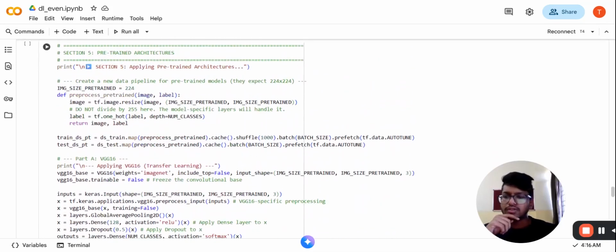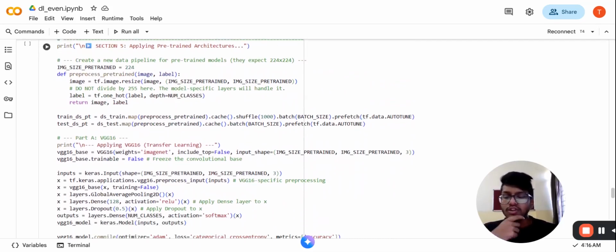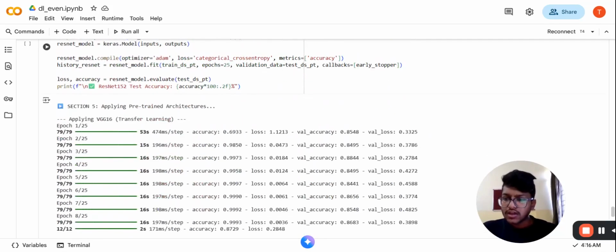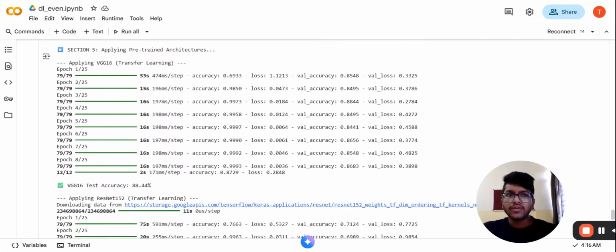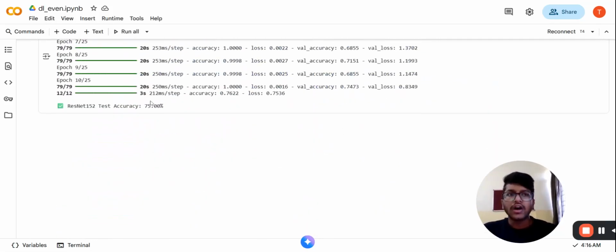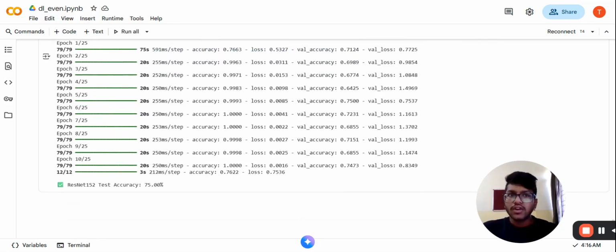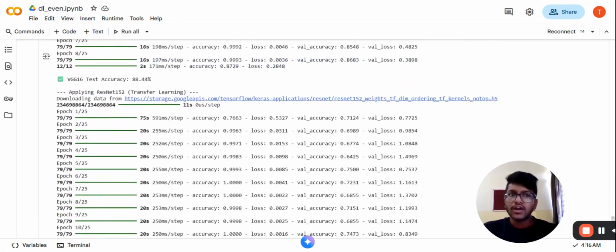Finally, I used transfer learning with two pre-trained models, which are VGG16 and ResNet152. Both were originally trained on ImageNet, and I froze the convolutional base and added new dense layers for a three-class task. VGG16 gave good results, but ResNet152, thanks to its residual connections, achieved the highest test accuracy overall. This clearly shows the power of pre-trained deep networks, especially when working with smaller datasets.